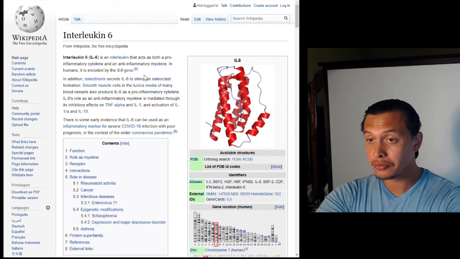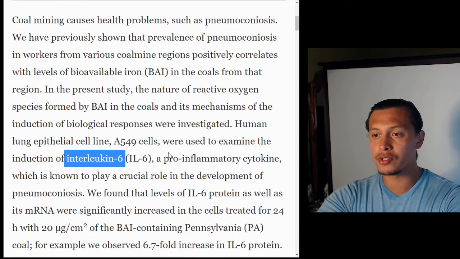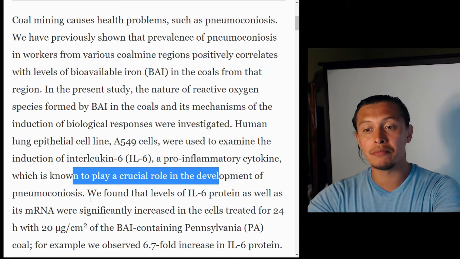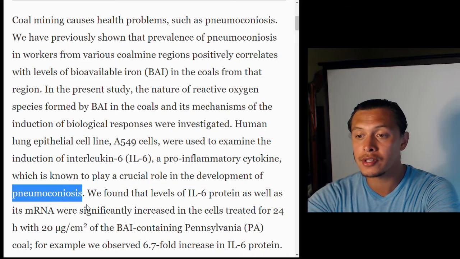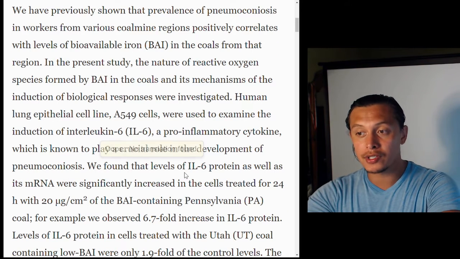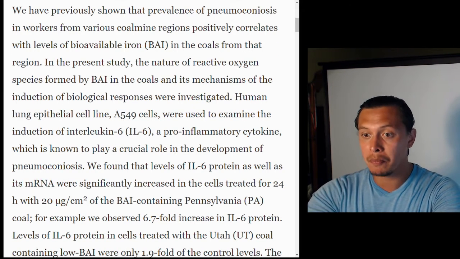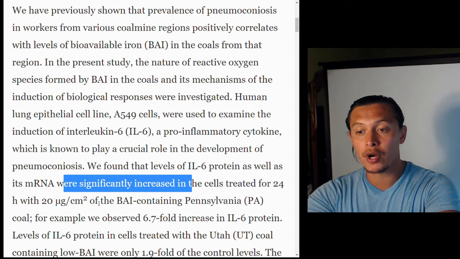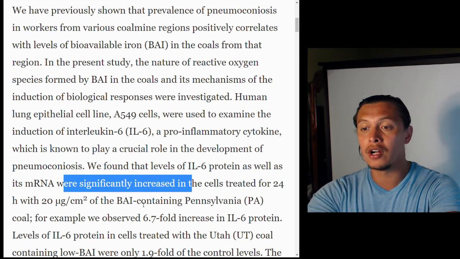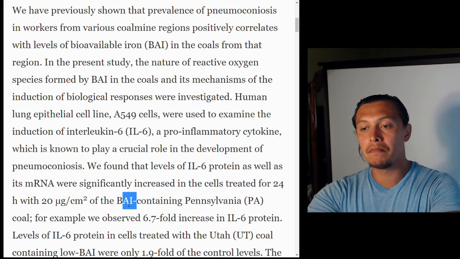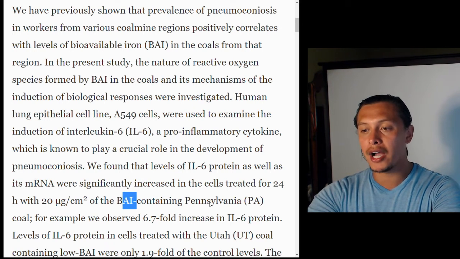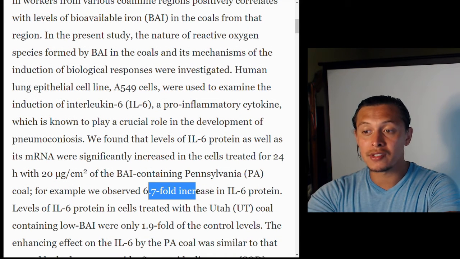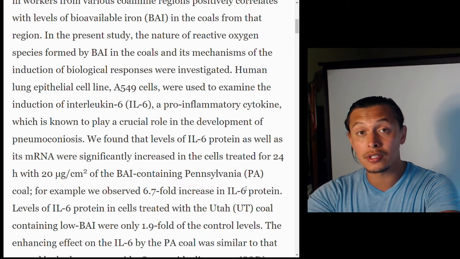So this is usually a pro-inflammatory cytokine, which is known to play a crucial role in the development of pneumoconiosis. And we found that levels of interleukin-6 protein, as well as its mRNA, were significantly increased in the cells treated for 24 hours with 20 micrograms per square centimeter of the BAI, bioavailable iron-containing Pennsylvania coal. For example, we observed a 6.7-fold increase in interleukin-6 production.